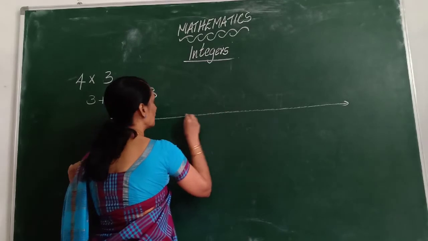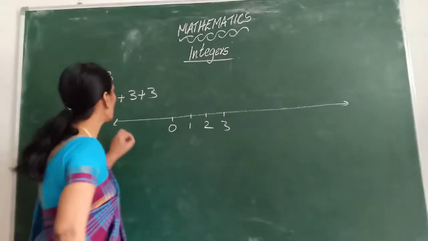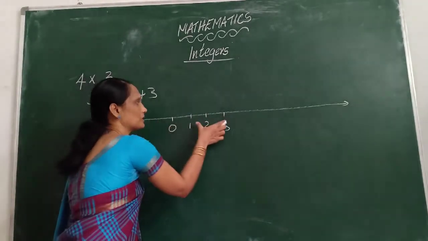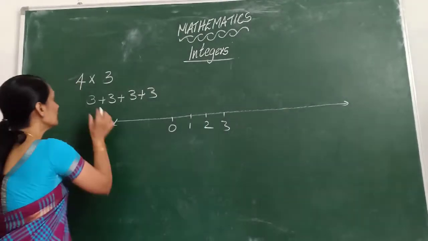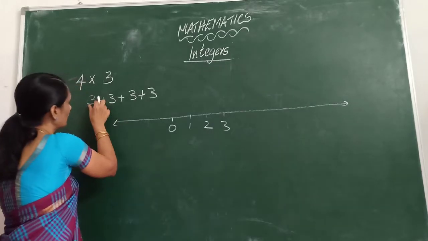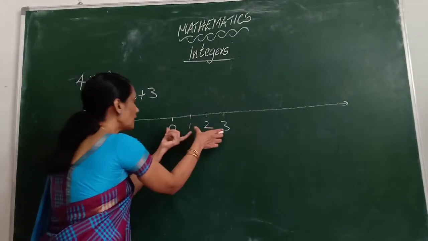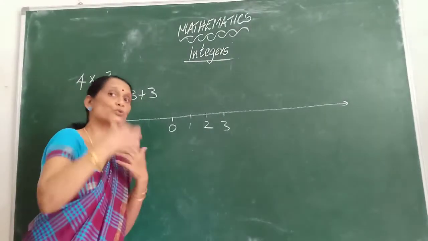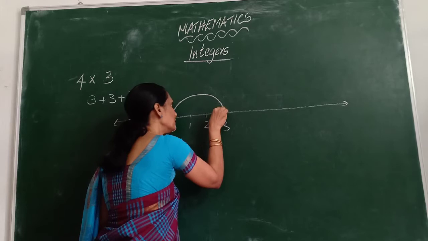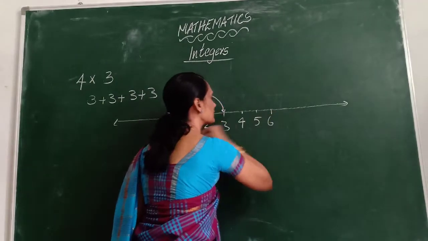So, let us take 0, 1, 2, 3. This is 1 unit. 3 units are this much. Here 3 units, how many times? 4 times. That means every 3 units has to jump 4 times. So, this is one jump. We will write 4, 5, 6.